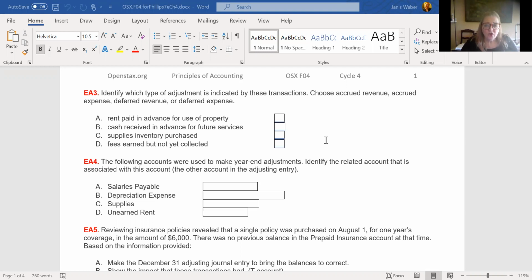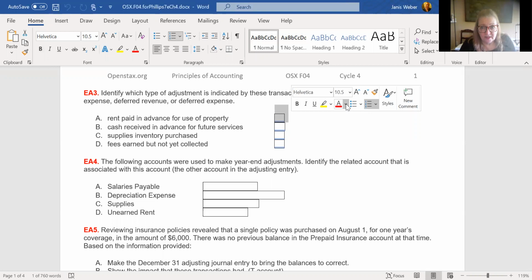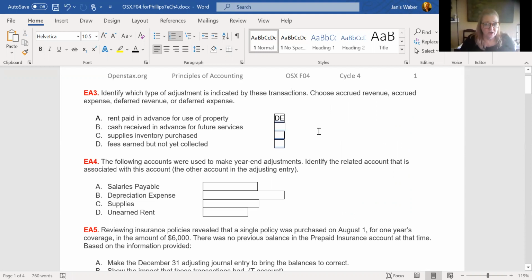It says identify which type of adjustment is indicated by these transactions. You can choose accrued revenue, accrued expense, deferred revenue, or deferred expense. I just abbreviate those with letters, AR for accrued revenue, etc. The first one, rent paid in advance for use of property, would be a deferred expense. When you pay it in advance, you can't show it as an expense yet, so you need to put it as an asset, as prepaid rent.